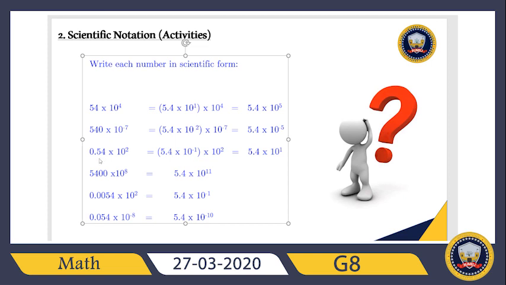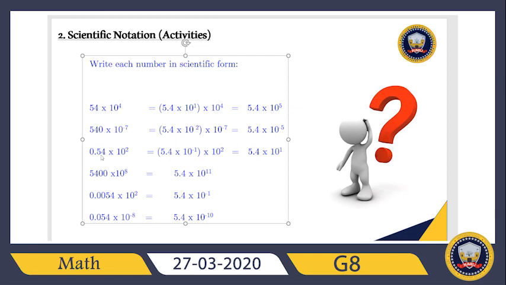Let's go to this third example. 0.54 times 10 to the power of 2. Now, I want to make it scientific. It is not. Why? Because 0.54 is less than 1. It is not between 1 and 10. So, I will move the decimal point to the right, one place. If I move to the right, I will decrease the power, or I will divide by 10. Let's say decrease the power.